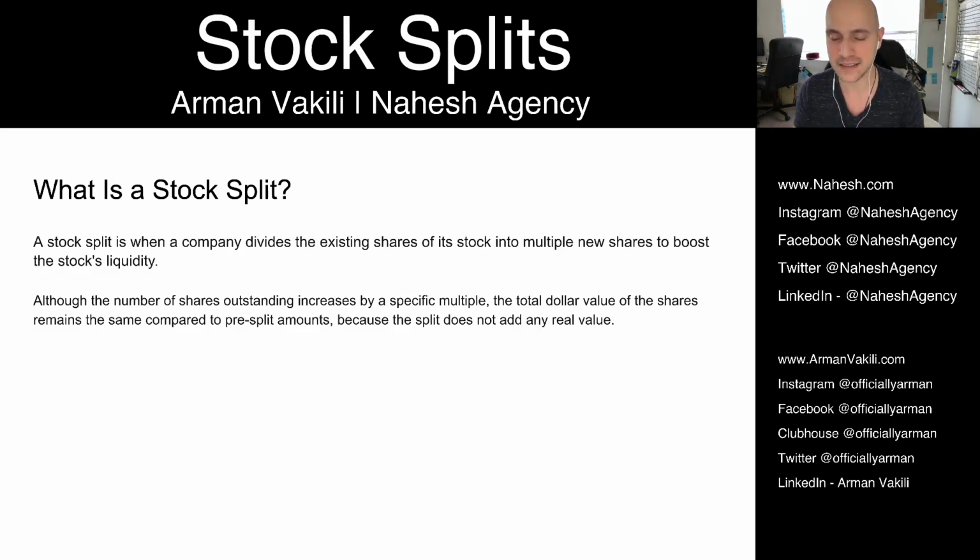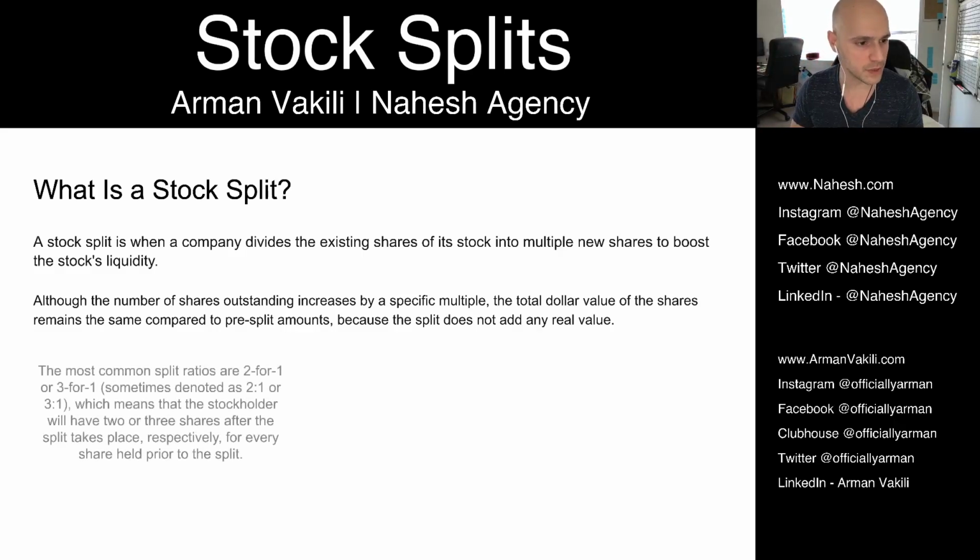So what that means is if you have $1,000 worth of shares, even though the price of the share is going to change, which I'll explain right now, your actual value of the shares is going to stay the same. So let's press it. Here we go. The most common split ratios are 2-to-1 or 3-to-1, which means that the stockholder will have 2 to 3 shares after the split takes place, respectively.